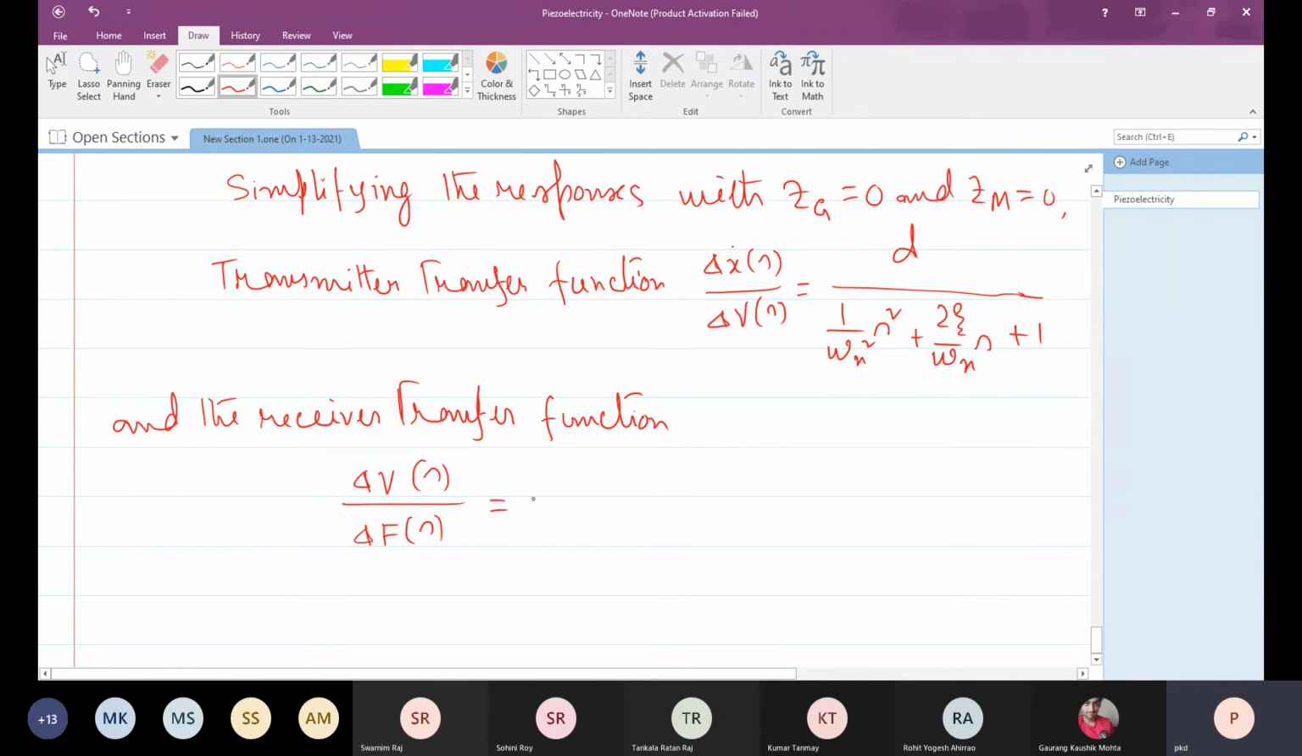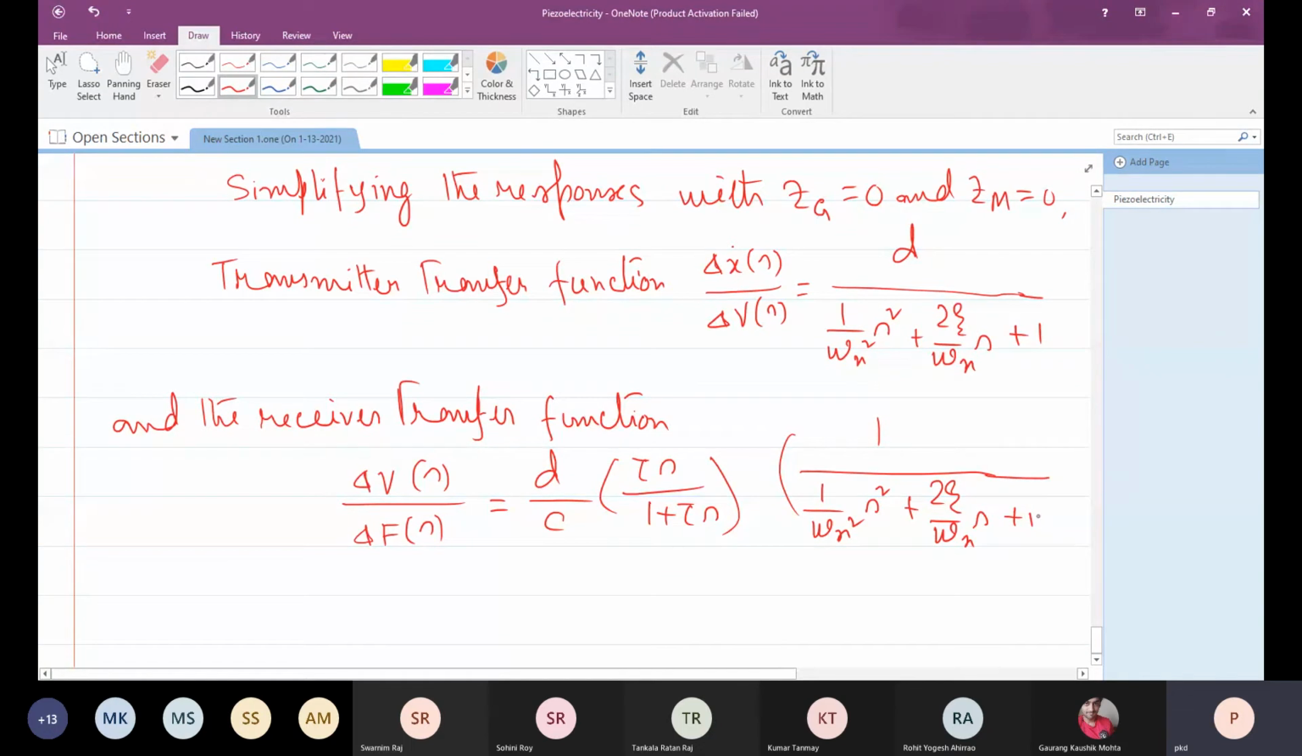delta Vs by delta Fs, that initially we have written while discussing the piezoelectric sensors, d by C is the static sensitivity and the dynamic part is tau s by 1 plus tau s into 1 by omega n square s square plus 2 zeta omega n s plus one. So this d by c is the static sensitivity.